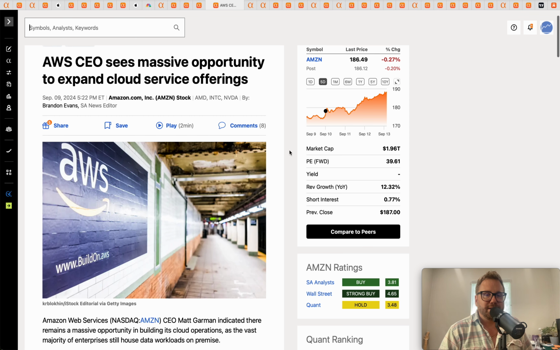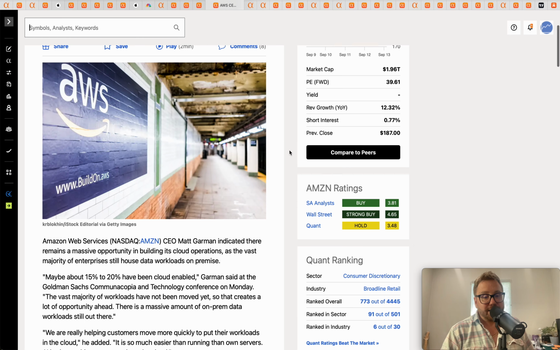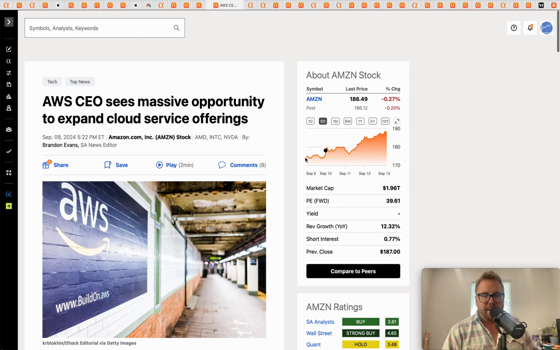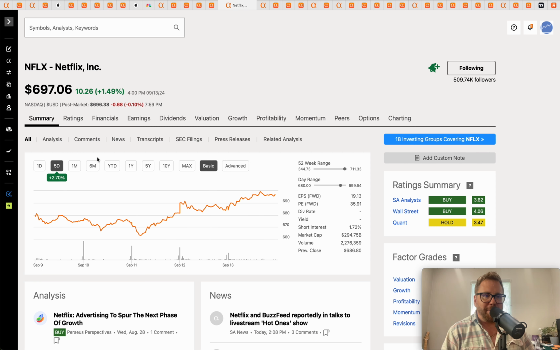Now, the CEO still sees a massive opportunity to expand its cloud services offering, with the CEO basically saying that many enterprises out there are still housing a lot of their data workloads on-premise, and that maybe only 15 to 20% have moved to the cloud. Obviously some of that remainder, maybe like healthcare and some of these data-sensitive things, may never move to the traditional cloud, but there's probably still a lot of business for Amazon, and obviously they'll gobble up a lot of that.